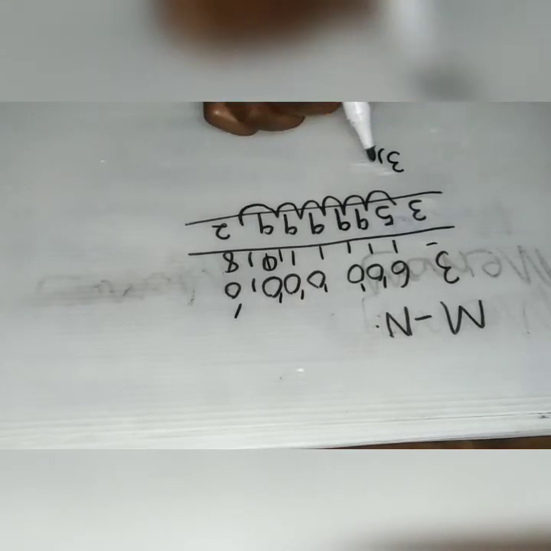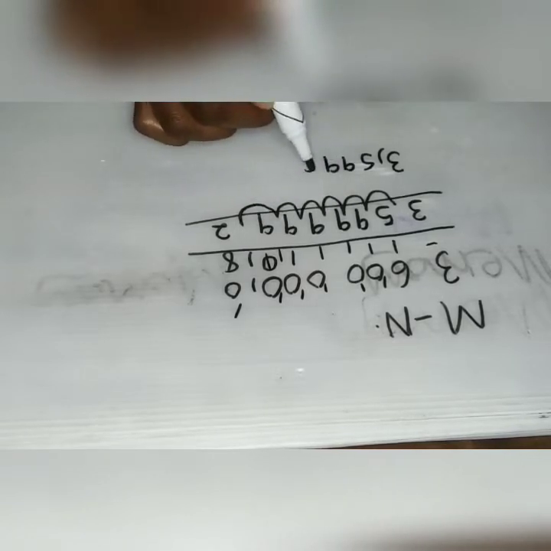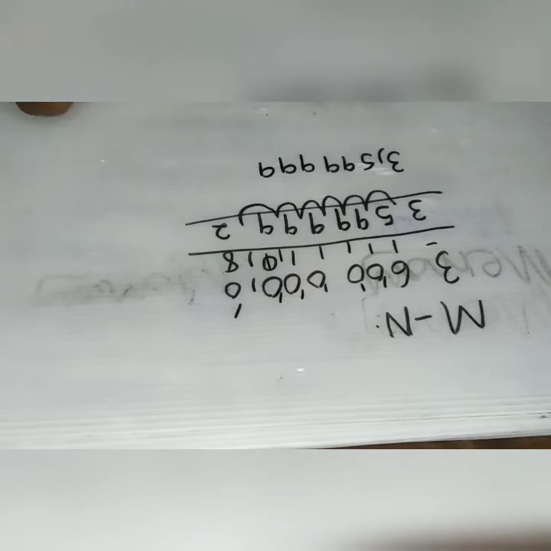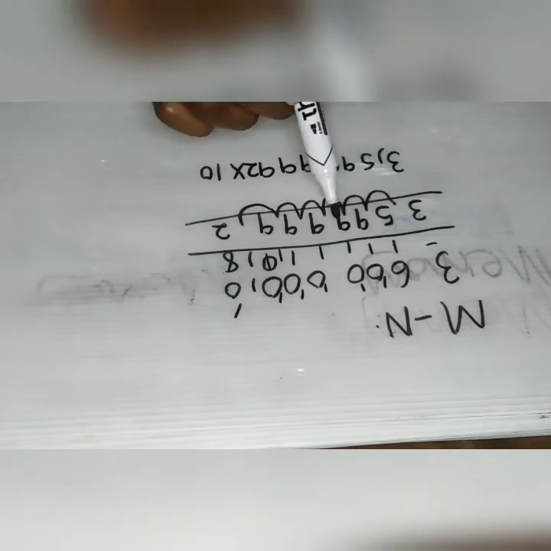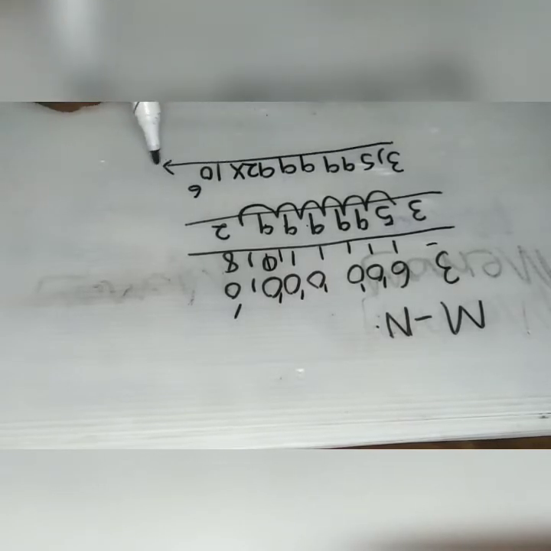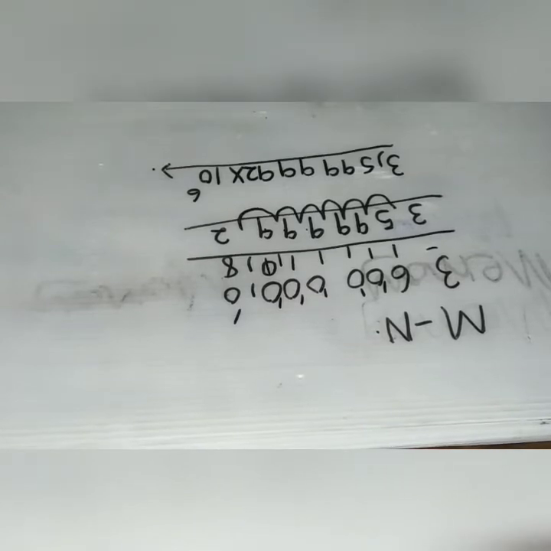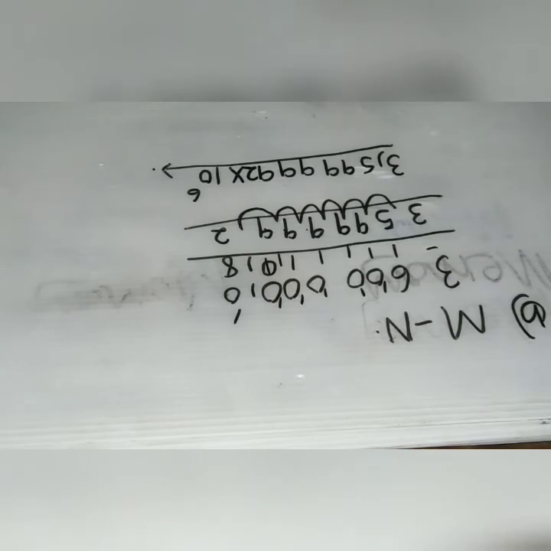So this is 3,599. How many nines? 1, 2, 3, 4, 5. Times 10 to the power, we have a 2 there. It's now 3,599,999.2. Okay, 1, 2, 3, 4, 5. Yes, times 10 to the power 6. So that's what you guys are supposed to get for part B of the question, which asked m minus n, right? And we are not yet done, still on number 1.